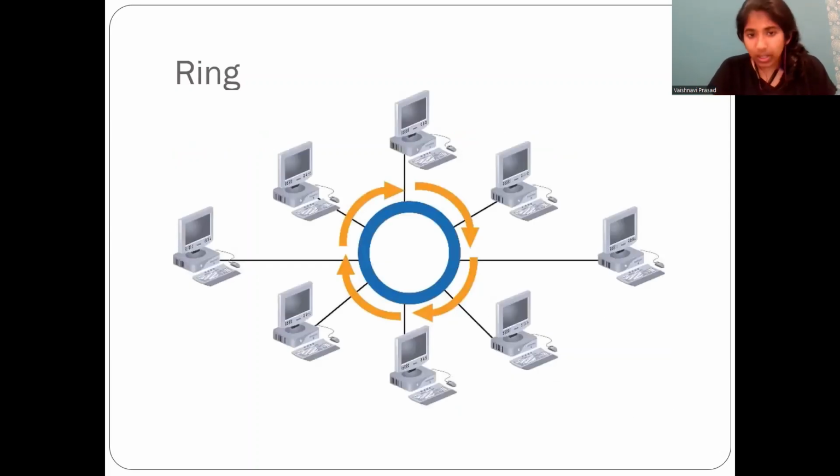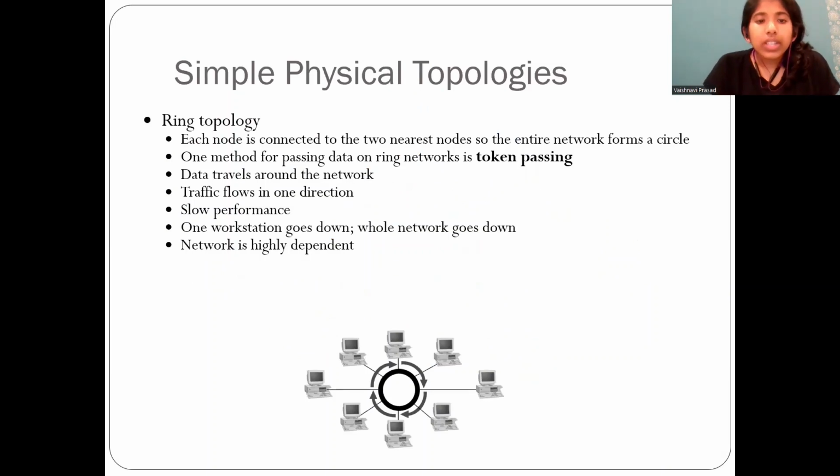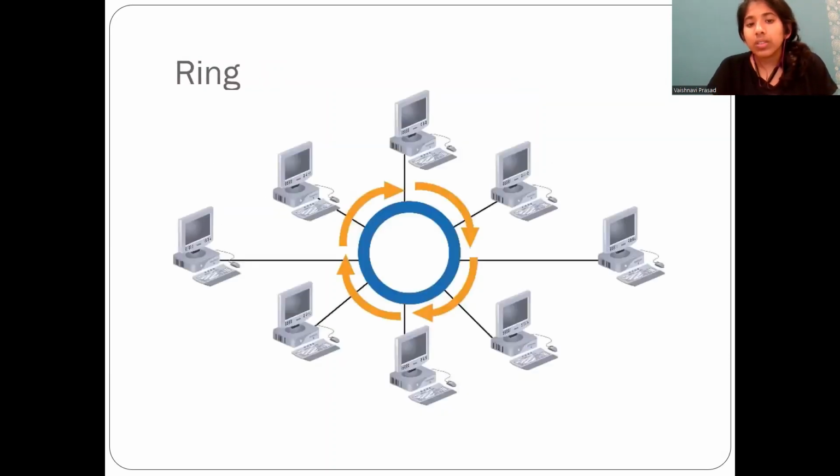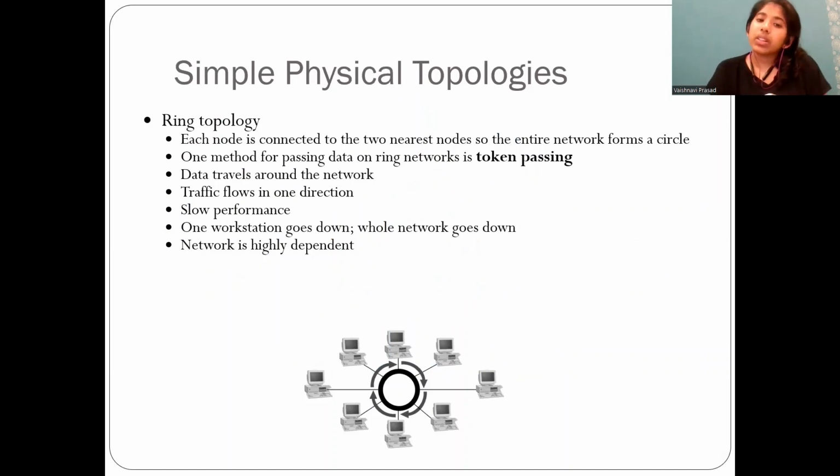The second topology is ring topology, and this is how the topology looks. Each node is connected to the two nearest nodes, and the entire network forms a circle. As you can see in this figure, each two nodes are connected to each other. That's how it forms a circle, and that's why it's called a ring topology. One method for passing data on a ring network is token passing. This is the way in which data is carried from one node to the other. Each system which wants to send data carries forward a token.